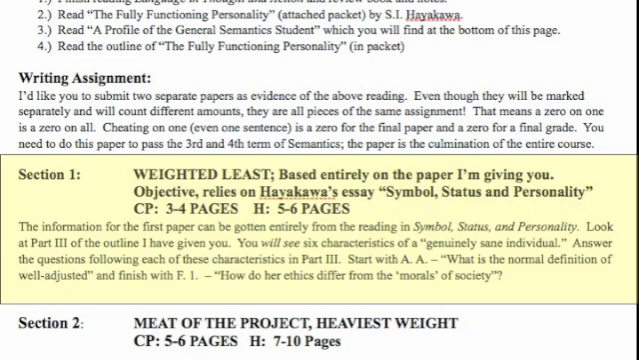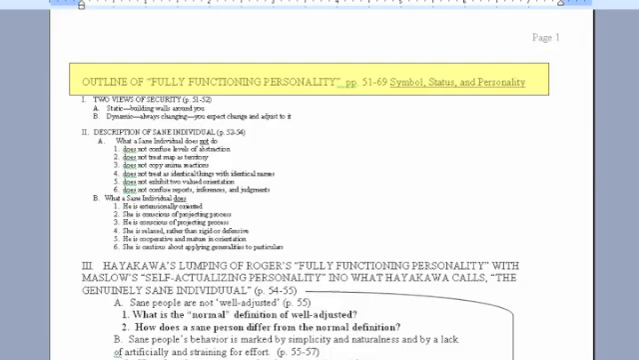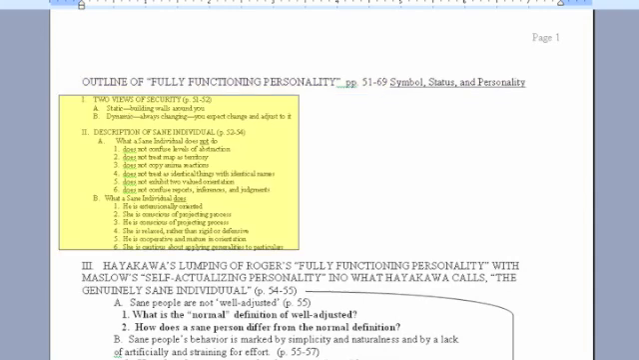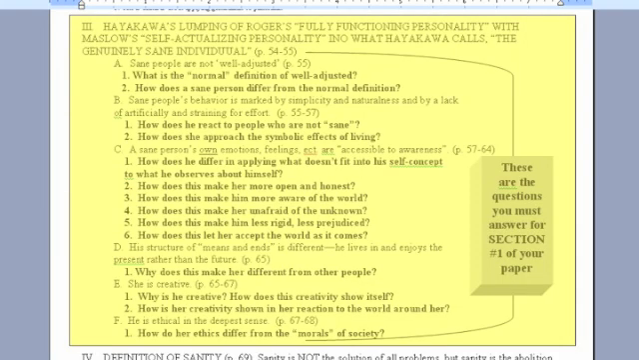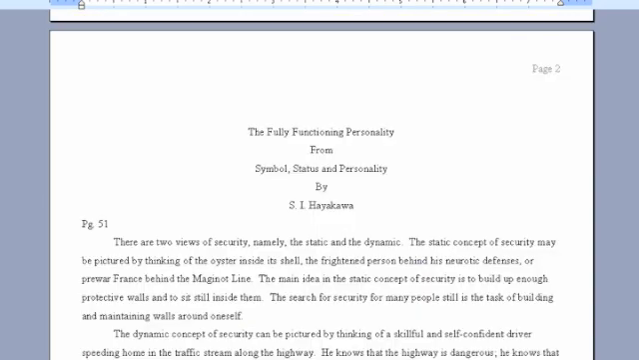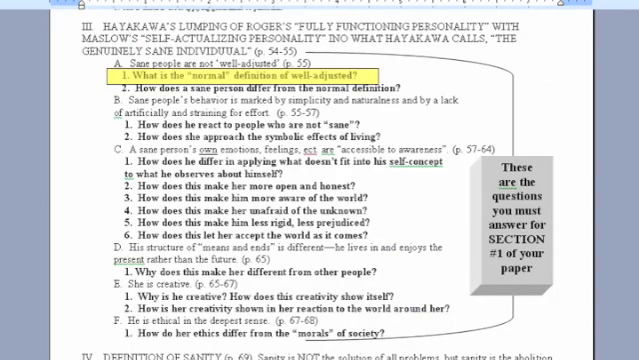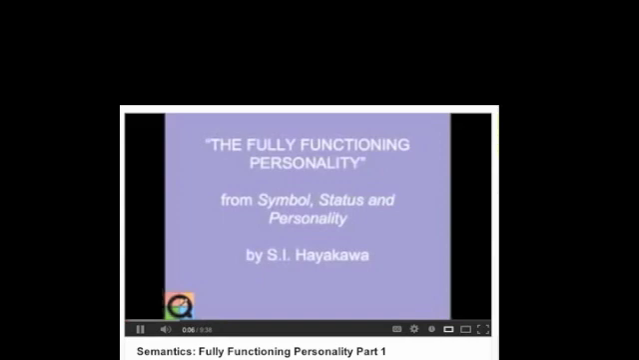So if you would flip with me to that section, this is the outline of the fully functioning personality. This is sections 1 and 2, and this here is where I want you to answer the questions. Use the fully functioning essay and go through A1, A2, A3, B1, B2.